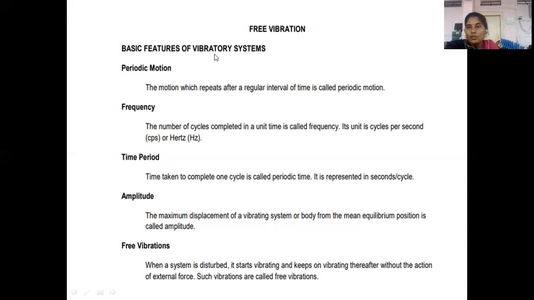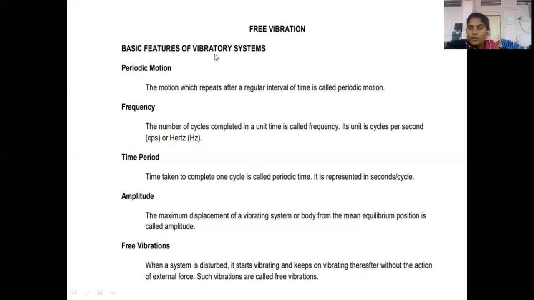Next one is the amplitude. So what is the amplitude? Amplitude is one of the displacements, but that is the maximum displacement. Maximum displacement of a vibrating system or a body from the mean equilibrium position is called amplitude.